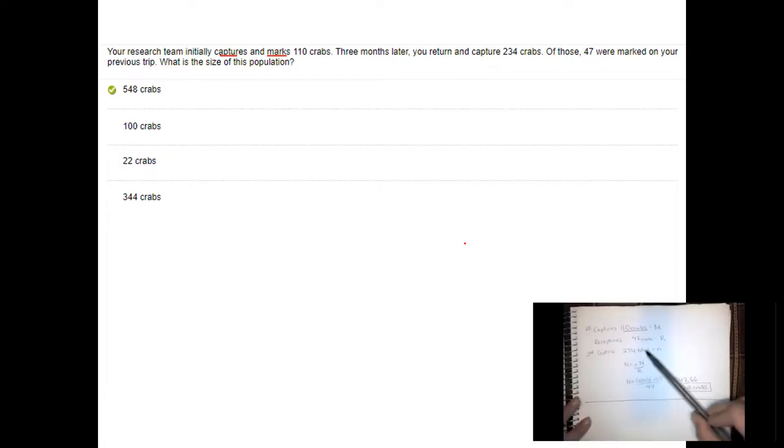Okay, so what we can see is we mark 110 crabs from our very first capture. If we go back up here, we can see that when you return, you capture 234 crabs. So that's the second capturing, the second sampling event. So that's going to equal N. Of these 234 crabs, 47 were marked on the previous trip. So 47 crabs.